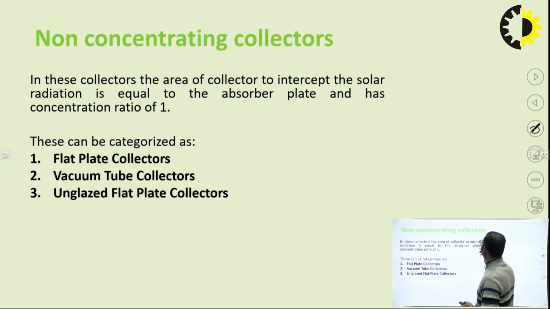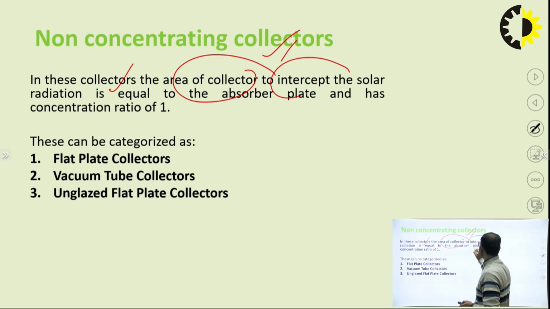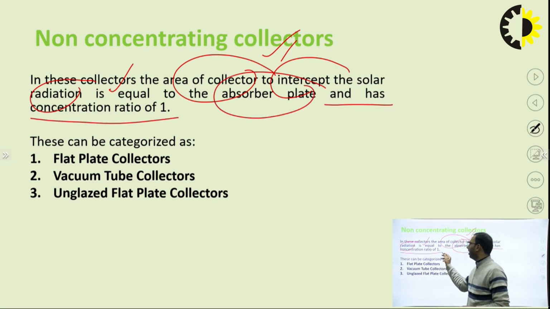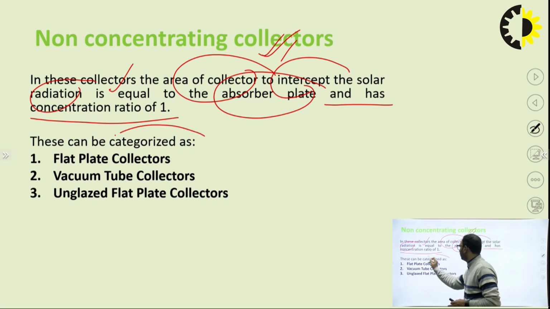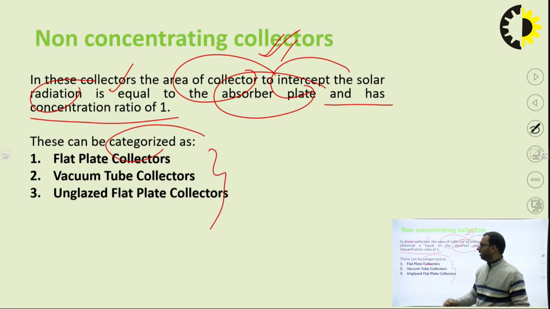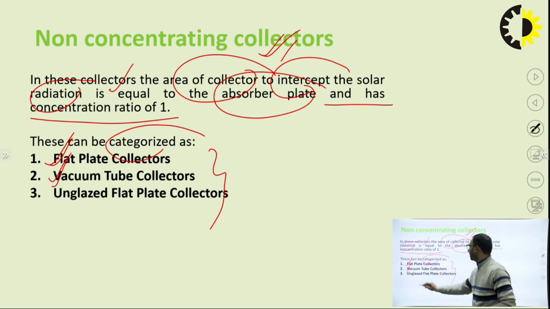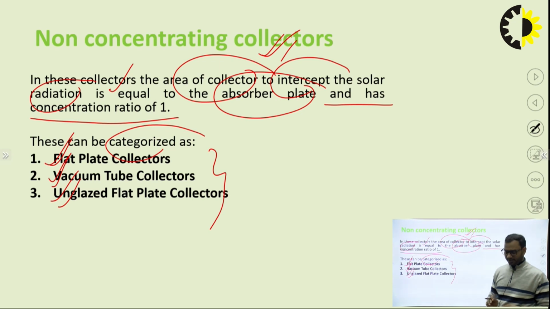So, what is non-concentrating collectors? Basically, in these collectors, the area of collector to intercept the solar radiation is equal to the absorber plate and has concentration ratio of 1. So, this type of collectors are called non-concentrating type collectors. Further, non-concentrating type collectors are categorized into three types. These are number 1, flat plate type collectors, vacuum tube collectors and unglazed flat plate collectors.